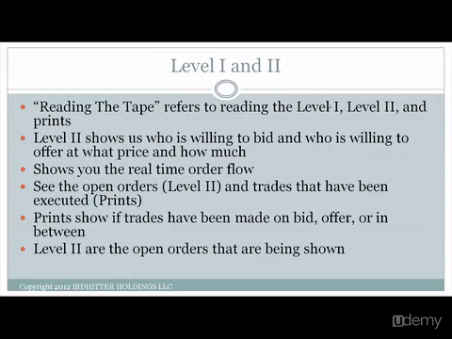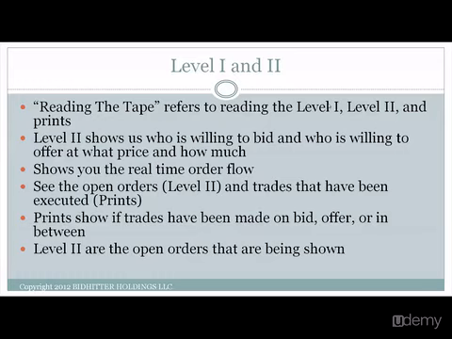Like we mentioned previously, reading the tape is a real-time indicator. It's not a chart where it shows you past data. It shows you in real time what's going on. You're allowed to see the open orders via level 2 and the trades that have been executed via the prints. The prints show you if trades have been made on the bid, offer, and in between. We'll go over those in a little bit.